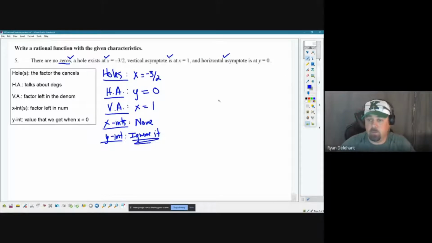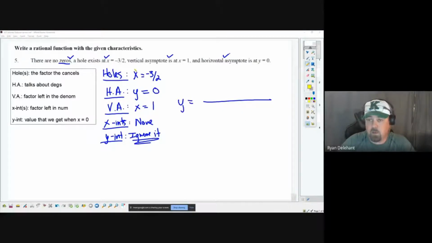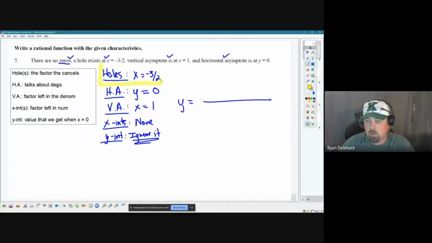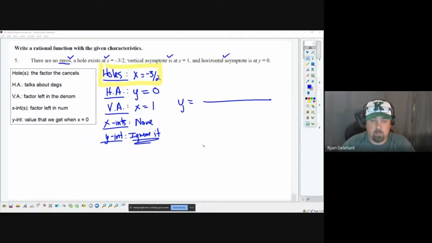Now, as you work through this, remember we want to get to a fraction. And what we have to do is we've got to start putting factors and terms back on the top and the bottom of this thing. So let's start with holes. Holes are going to come from the factor that's on the top and the bottom, meaning it'll cancel out. We just got to put it back in.